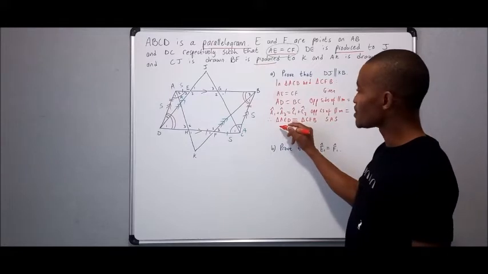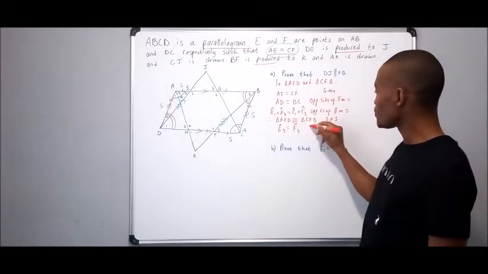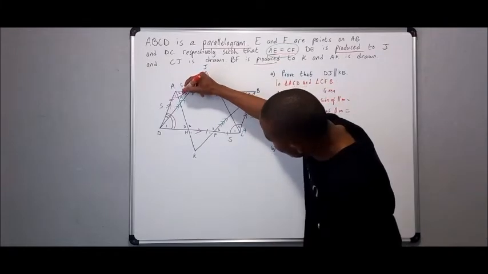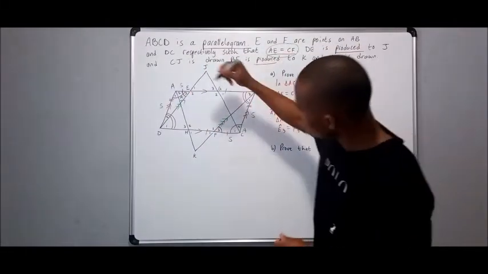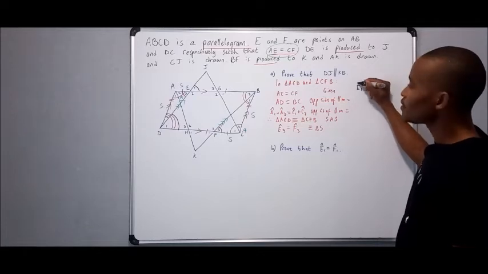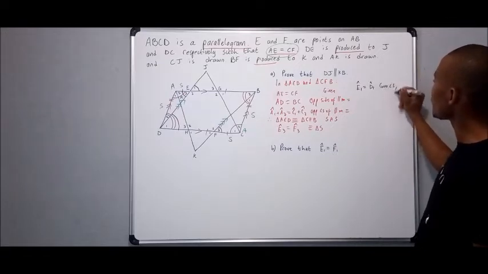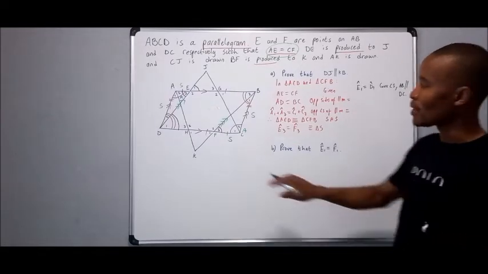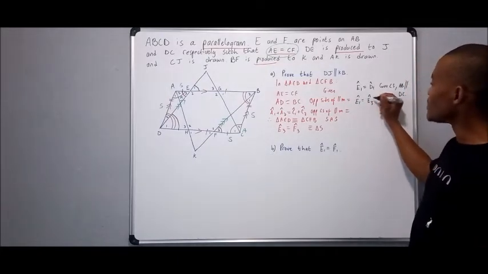So from here we can now say angle E3 is equal to angle F3. Why? Because we have congruent triangles. Good. So we've spoken about this angle here, E3 and F3. Now I'm going to talk about this. Angle E1 is equal to angle D1. They are corresponding angles because AB is parallel to DC. But what can you say about E1 and E3? E1 is equal to angle E3.